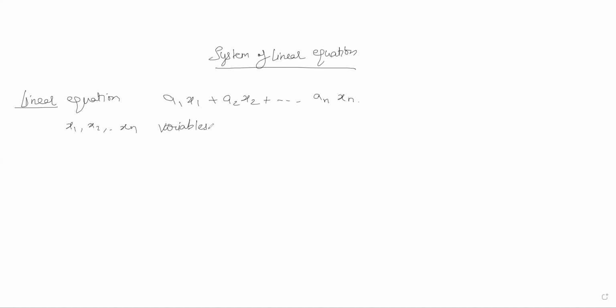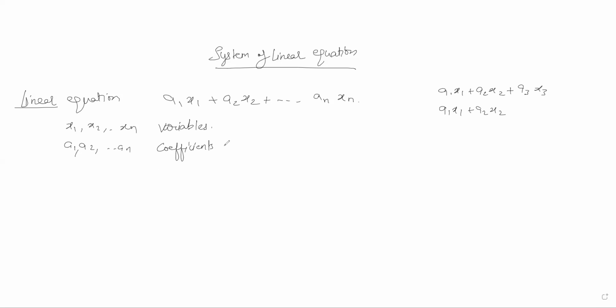Means if I write a1 x1 plus a2 x2 plus a3 x3, this is linear equation in three variables, right? Because x1, x2, x3 I have written. But if I write a1 x1 plus a2 x2, this will be linear equation in two variables, right? And a1, a2, and an that I have written here, these are coefficients for these variables, right?